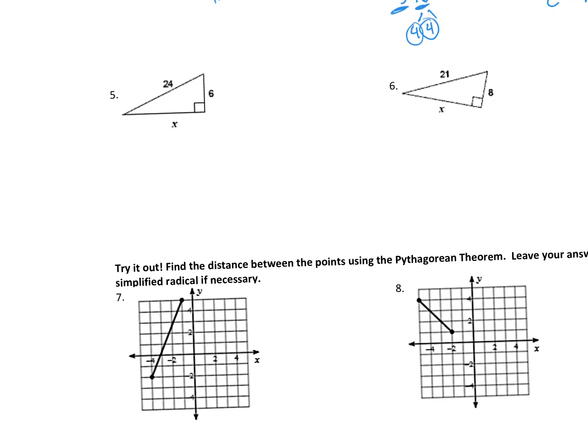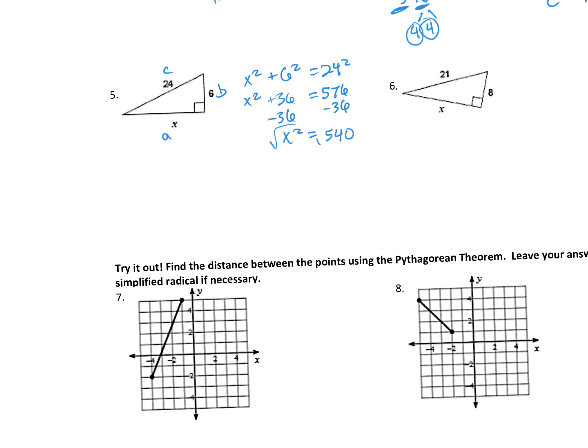Let's try another one. I'm going to call this A, B, C. So this is x squared plus 6 squared equals 24 squared. X squared plus 36 equals 24 squared, which is 576. Subtract 36 from both sides. X squared then equals 540.